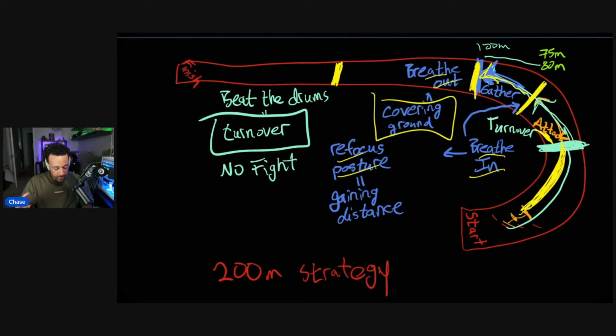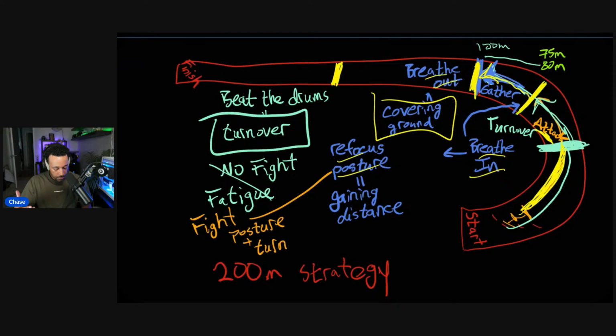Right? Instead, you want to fight fatigue. Oh, excuse me. No fighting fatigue. Right? Instead, I want to fight to keep my posture and turnover. Because what happens at the end of the race is people are trying to fight fatigue, so they really try to grind it out, and then they end up getting long in their strides and slow in their turnover.